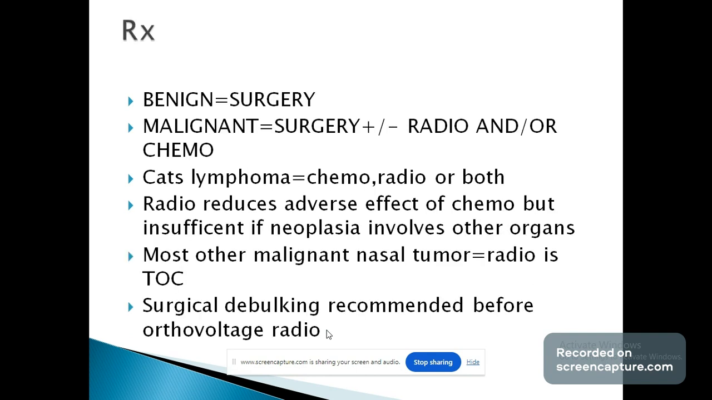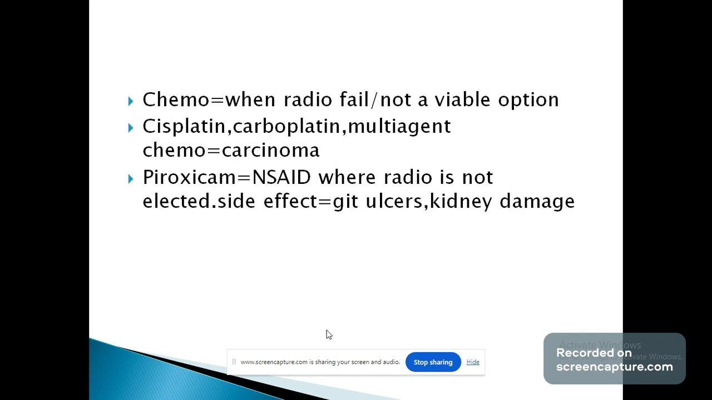Treatment: if it is a benign tumor, surgery; if malignant, surgery along with radiotherapy or chemotherapy. In cats, chemo and radio, or both, can be used. Radiotherapy reduces the adverse effects of chemotherapy, but it is insufficient if neoplasia involves other organs. Surgical debulking is recommended before radiotherapy. For most other malignant nasal tumors, radiotherapy is the treatment of choice.